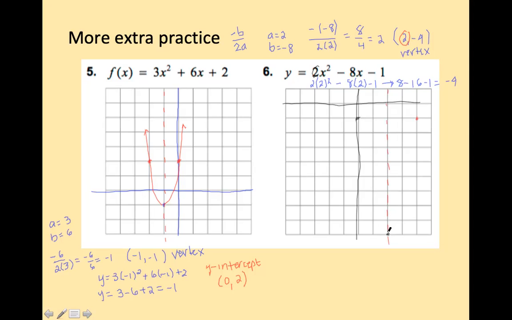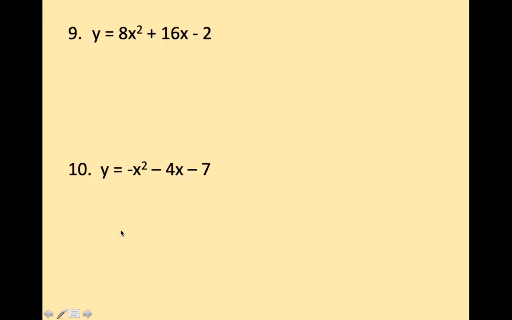So the right side of the parabola goes from the vertex through the point, looks like (4, -1). And on this side, it goes through (0, -1). Right. So there's our graph.